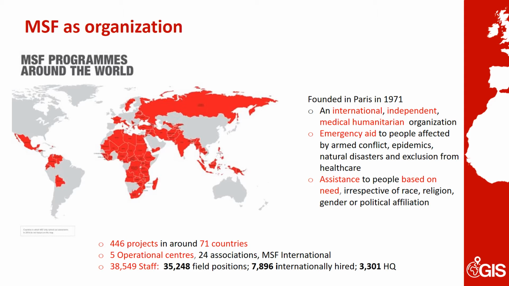At the moment, we have roughly 446 projects in around 71 countries. I say roughly because it's changing constantly. We have 5 operational centers who are running the projects in the various countries. These operational centers are based in Amsterdam, Brussels, Barcelona, Geneva, and Paris. We have 24 associations and, of course, MSF International. At the moment, we have roughly 38,500 staff, and from this, roughly 35,000 are field positions and around 3,300 are headquarter staff.